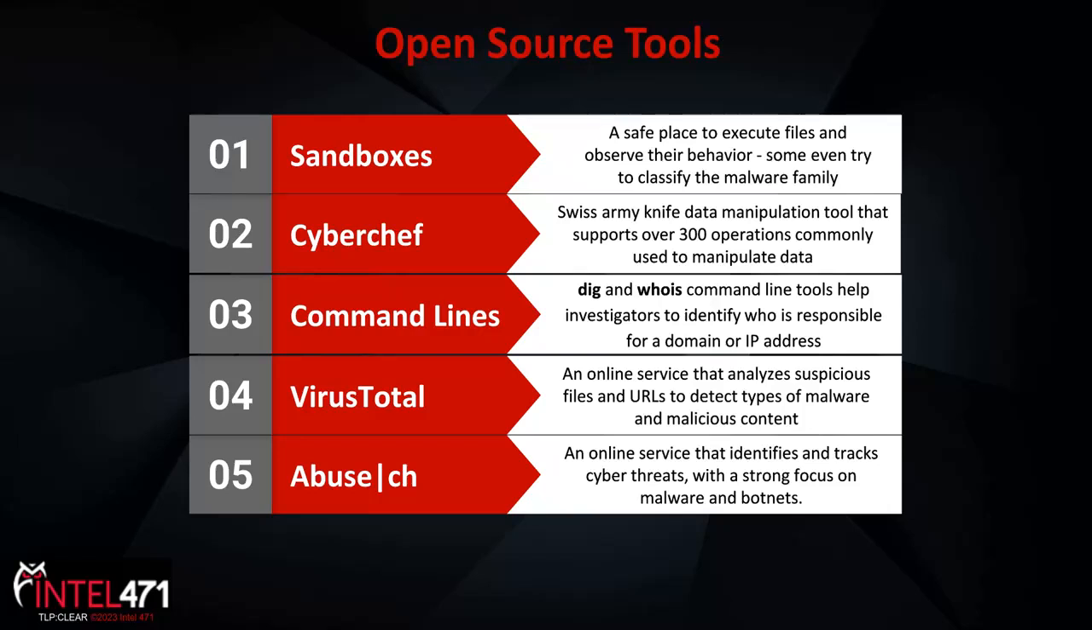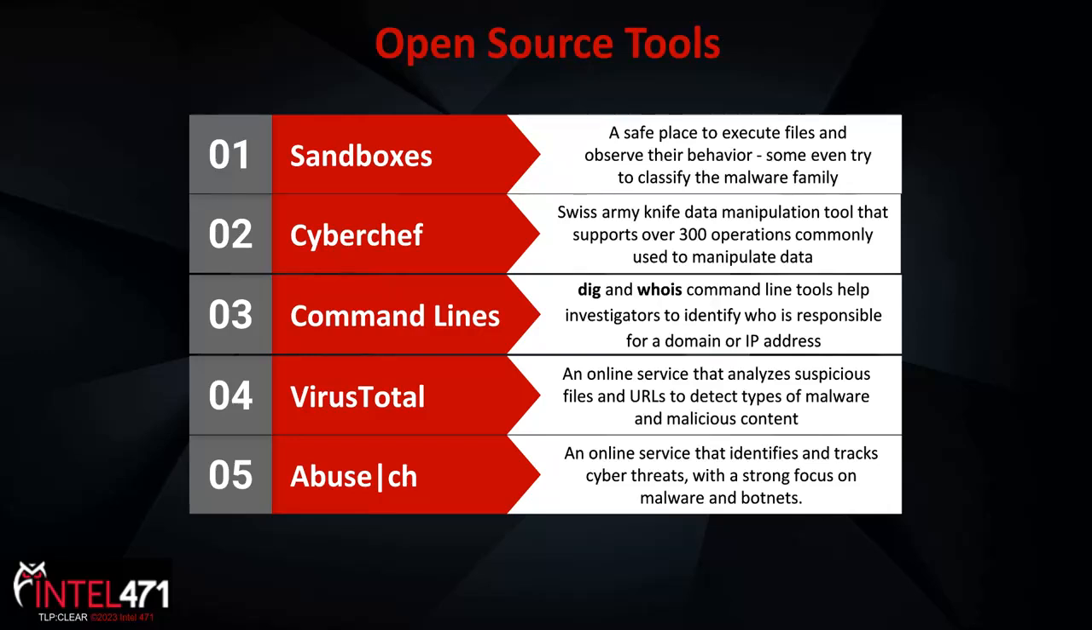Number two is CyberChef. This is basically a Swiss Army knife of a data manipulation tool. It lets you do things like decode a base 64 encoded string, convert data from a hex dump and then decompress it, or decrypt and disassemble shellcode. Third, you've got some command line tools such as Dig and Whois. These help investigators identify who's responsible for a domain or IP address. Dig resolves domain names to IP addresses, and Whois returns information about the registrant or registrar of a domain name or the responsible party for an IP address.